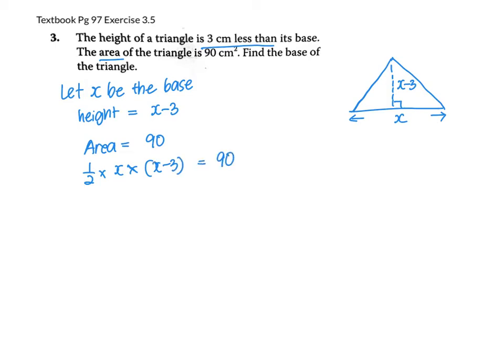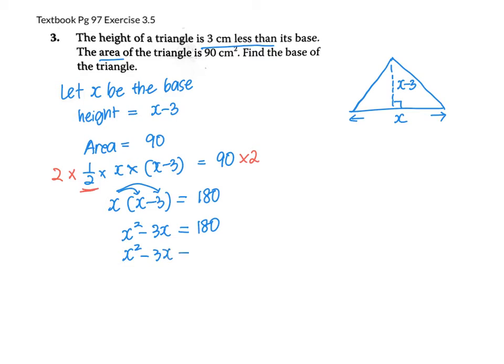Now how do we get rid of the half over here? To get rid of the denominator 2, we can multiply 2 to everything on both sides to get rid of the denominator. So now 2 will be gone and we will be left with x times x minus 3, and 180. Expand, you get x squared minus 3x equals 180. And now try to solve the equation and equate it to be equal to 0.